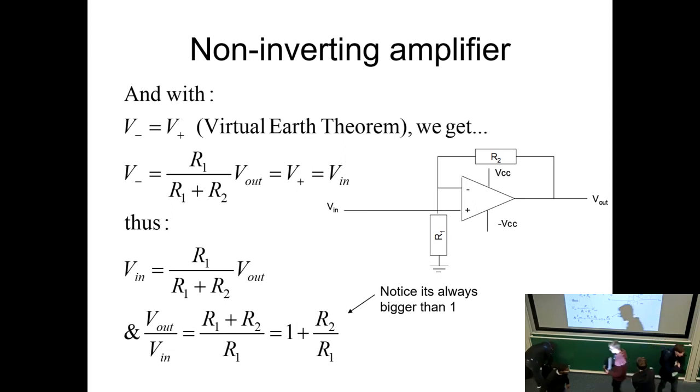I'm still not fully understanding virtual earth theorem. Is it just saying that because of the feedback loop, the two are the same? Yep. So when does it not apply? When we have positive feedback, which is what we're looking at shortly. And if you go outside the supply rail, for example, then you can't modulate the output anymore to match the input, and then it just goes wrong.